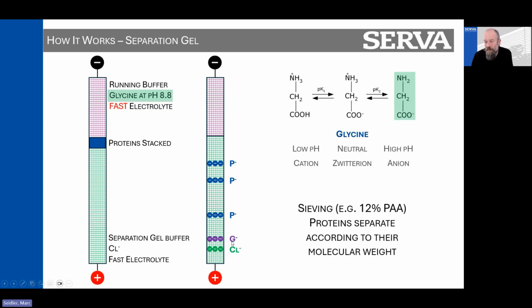They will be quite fast at the anode, I can promise, so about 5 to 10 minutes. Then there is no glycine, no chloride left in the system, and now the proteins are sieved with, for example, a 12% polyacrylamide gel, and the proteins are separated according to their molecular weight.